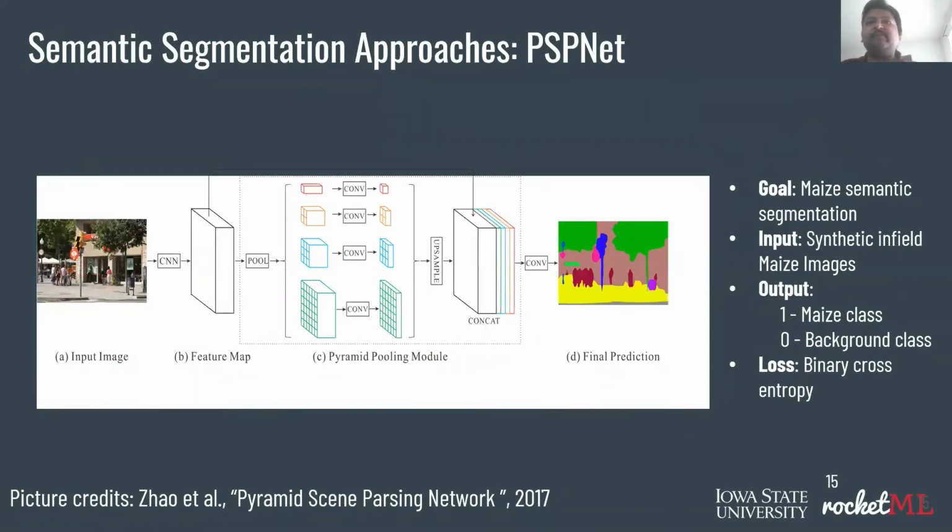PSPNet, which stands for Pyramid Scene Parsing Network, was the second model that we tried. It is a semantic segmentation model that utilizes a pyramid parsing module to extract global information. So the local and global features extracted from the pyramid pooling module help in getting an accurate segmentation. The input was the same synthetic infield maize images, and the output was maize or background class. The loss was binary cross entropy. For more details on this architecture, please refer to the paper.